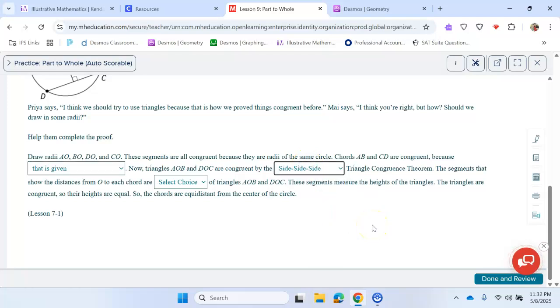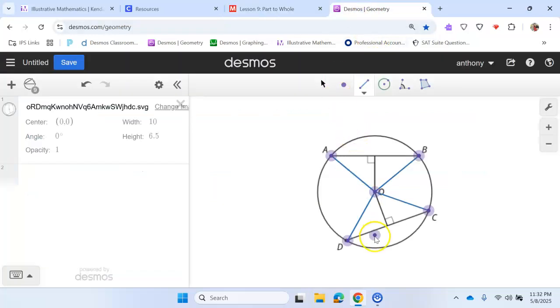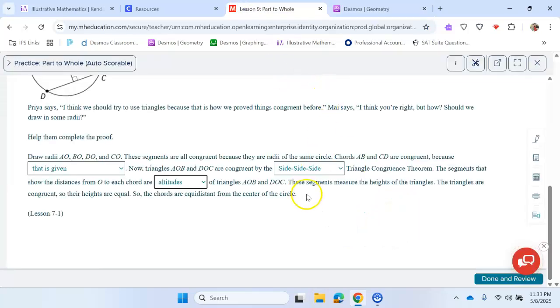Triangle congruence theorem. The segments that show the distances from O to each chord are altitudes of triangles AOB and DOC. So you can see this segment here is the altitude of that triangle. This segment is the altitude. These segments measure the heights of the triangle. The triangles are congruent, so their heights are equal. So the chords are equidistant from the center of the circle.